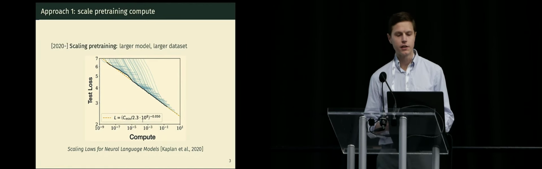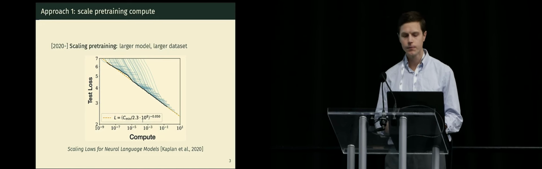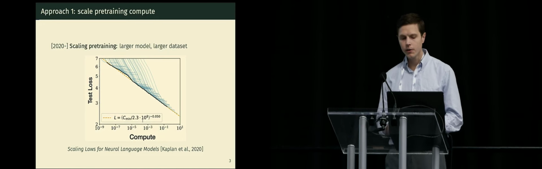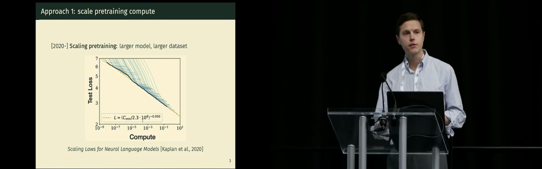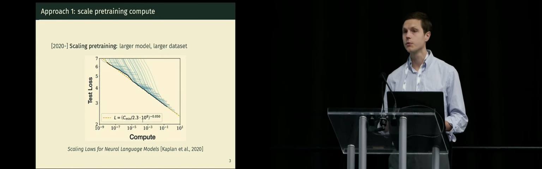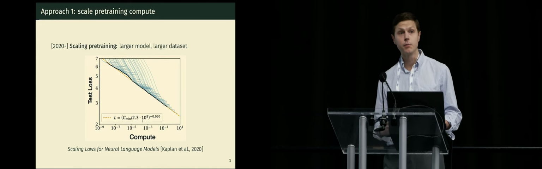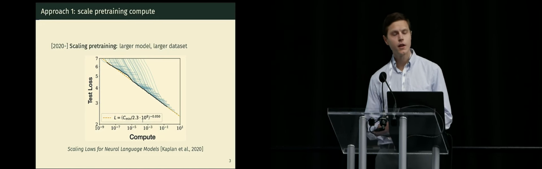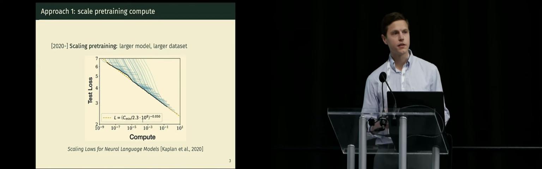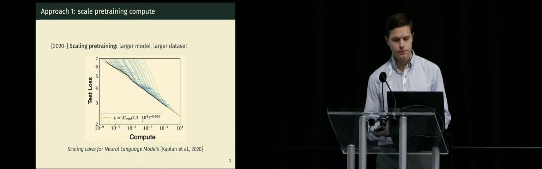The first wave of scale was centered around scaling the amount of computation that is used to pre-train a model. Here's a really famous result from OpenAI. What they show is that as you increase the amount of compute that's used to pre-train a language model, which is related to the size of the model as well as the number of tokens that the model is trained on, the performance of the model predictably improves in terms of test loss. This is really exciting. But since then, at least so far, this hasn't been sufficient to get these language models to perform all the tasks that we want them to.